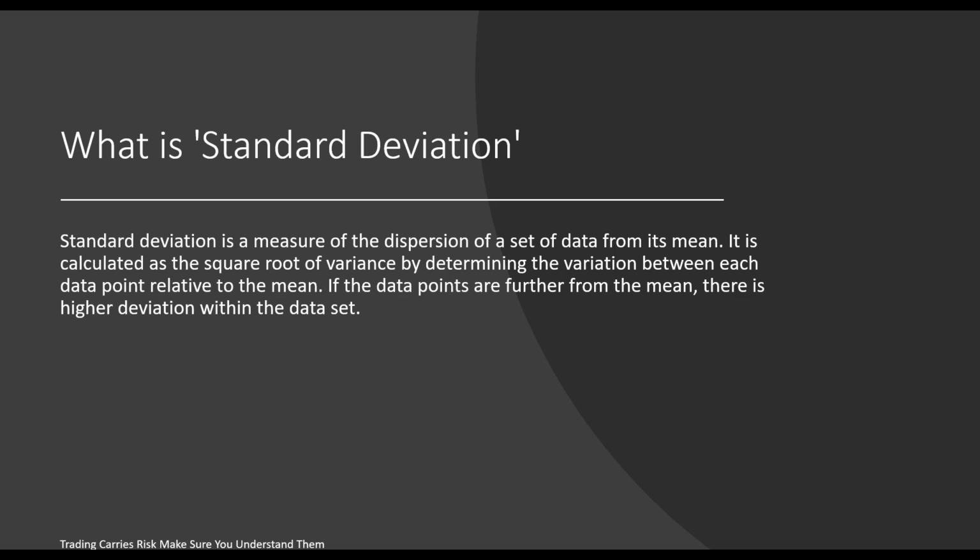Standard deviation is a measure of the dispersion of a set of data from its mean. Another word for a mean is moving average. It is calculated as the square root of the variance by determining the variation between each data point, or each price close, relative to the moving average. If the data points, or the price closes, are further from the mean, from the moving average, there is a higher deviation within that price data.